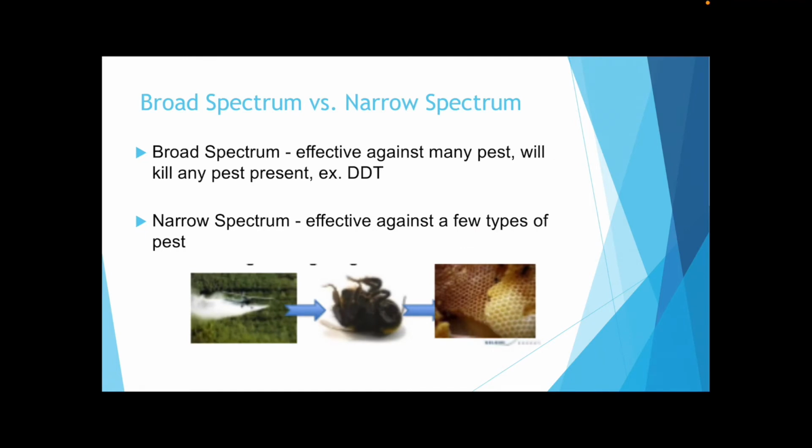Let's look at broad spectrum versus narrow spectrum pesticides. So your broad spectrum pesticides are effective against many different types of pests and will kill any pest present. For example, DDT that was mentioned before. This is a very potent pesticide that can kill a lot of different organisms. Whereas a narrow spectrum pesticide is effective against a few types of pests. So these are designed to target specific organisms.